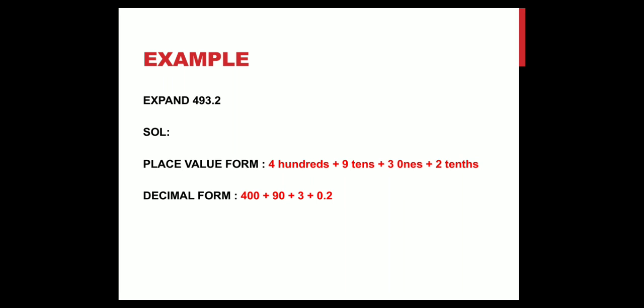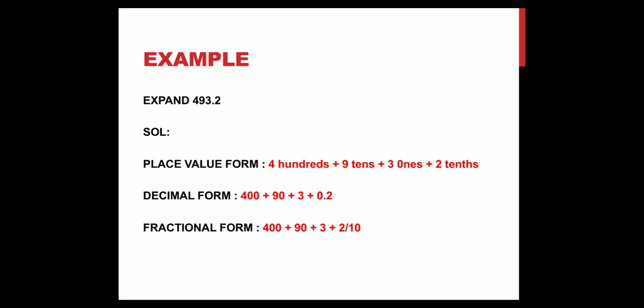Suppose after the decimal 2, you have another number like 3, then how will you write it? You will write plus 0.03, because 3 is in the second place value after the decimal point, the hundredths place value. So for the tenths place value, I will put 0 and then I will write 3. Clear? Fine.